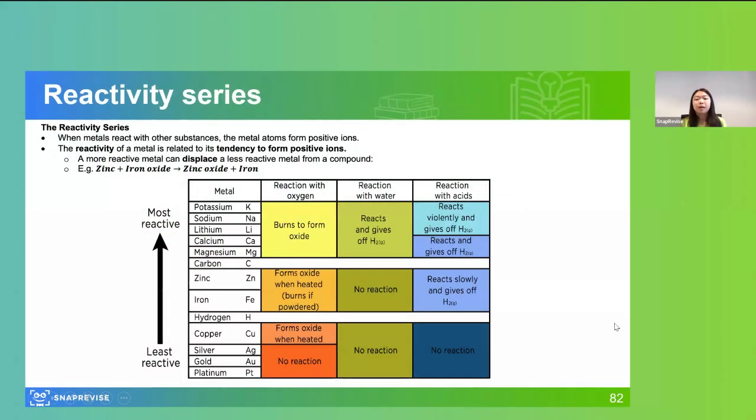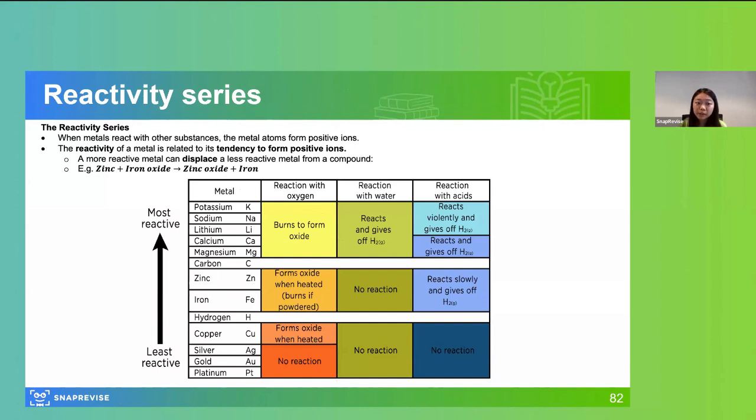All right. Moving on. Now let's talk about the reactivity series. What it essentially tells you is that when metals react with other substances, they form positive ions. And the reactivity is related to the tendency to form positive ions, how easily it can form these ions.